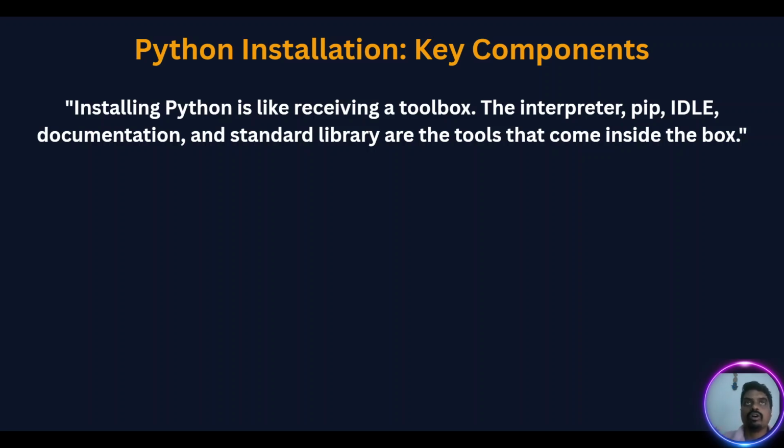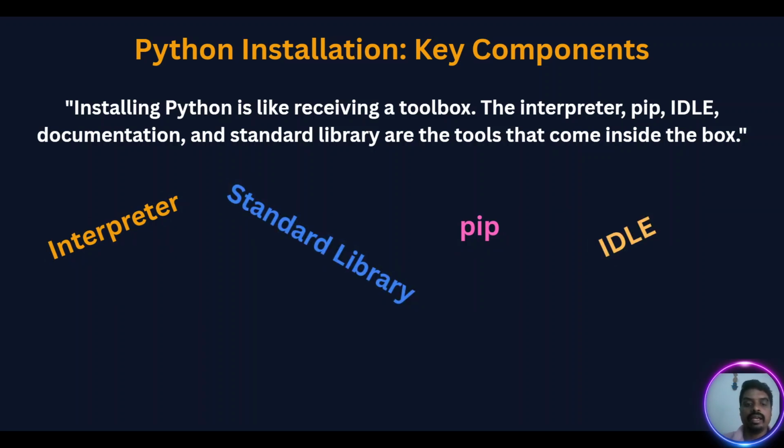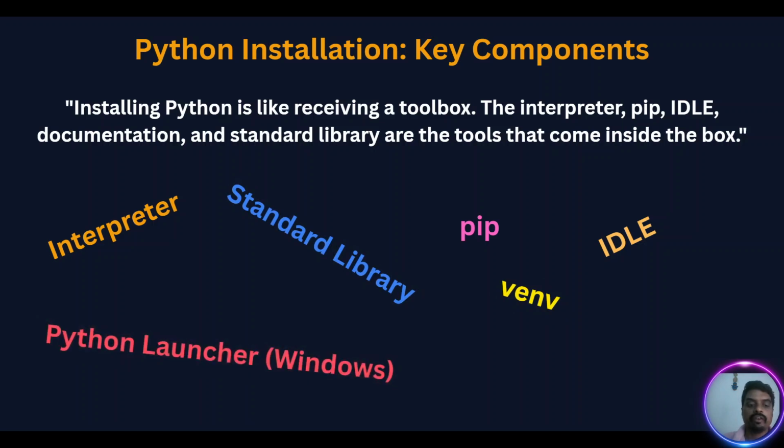Okay, let's assume any electrician or any plumber, wherever they go for any work, they will carry some toolbox, right? Similarly, when you are developing any applications with the Python programming language, you should be aware of what toolkits you get with Python. The first important ones are the interpreter, IDLE, standard library, venv, Python launcher, and documentation.